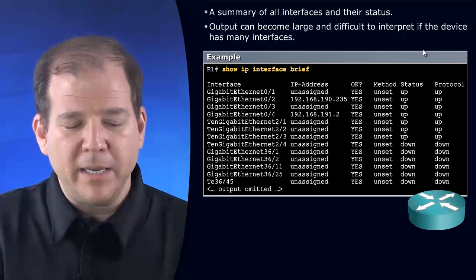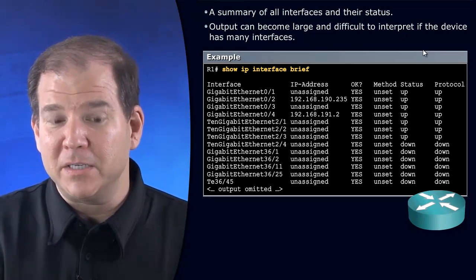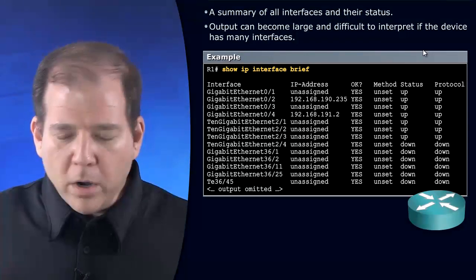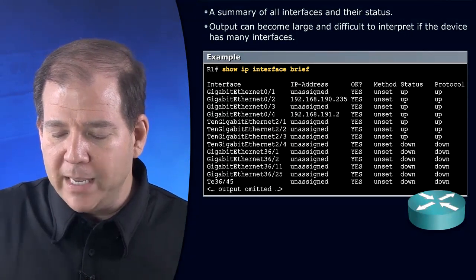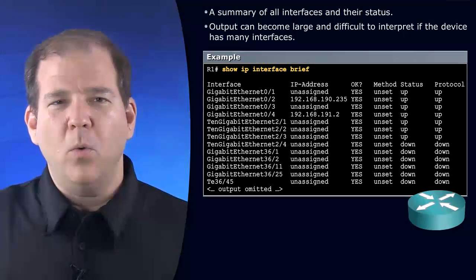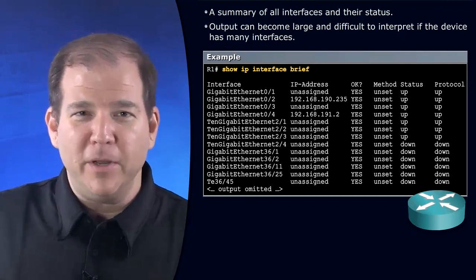Maybe I'm only interested in the interfaces that have IP addresses assigned. I don't want to have to look at all these unassigned interfaces. What are some ways that we can go through and give our show commands, but filter the information somewhat so that we're not wading through a lot of unnecessary output?